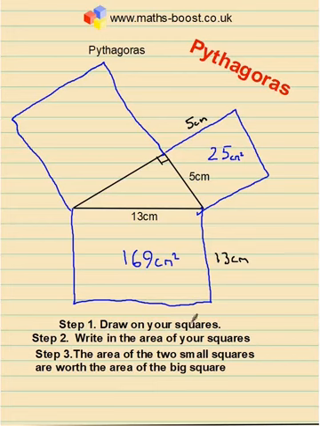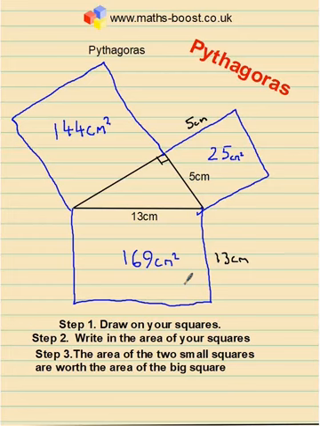Now, I wonder if you've noticed that in this problem, for the big square, we know the area of 169. So the question is slightly different. Remember what Pythagoras said, the area of the two small squares add to give us the area of the big square. So we're going to have to find what this smaller square is worth. Some number add 25 would give us 169. And again, you can use your calculator. 169 take away 25. And that will give us 144 centimetres squared.